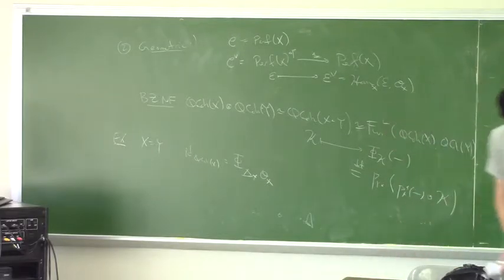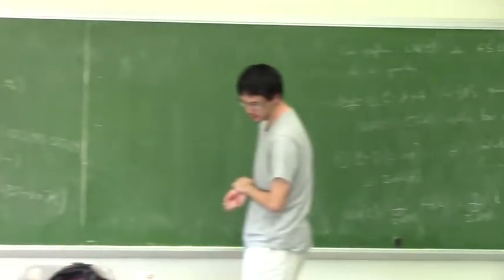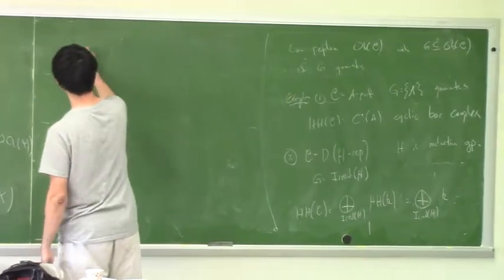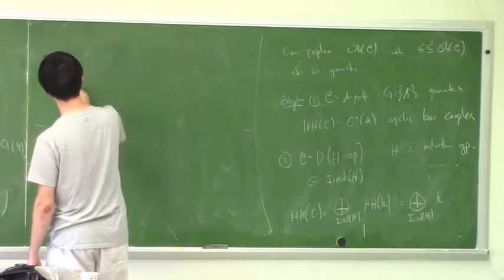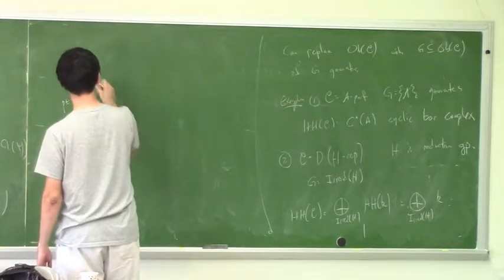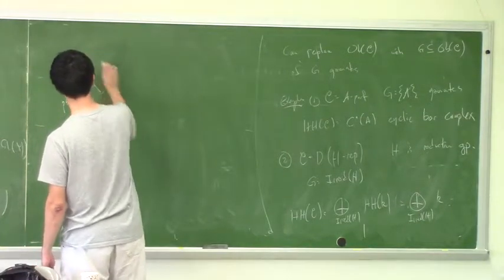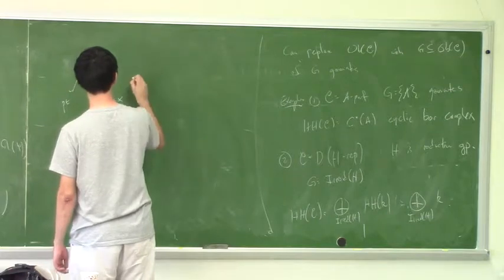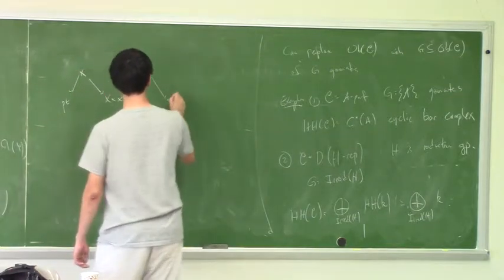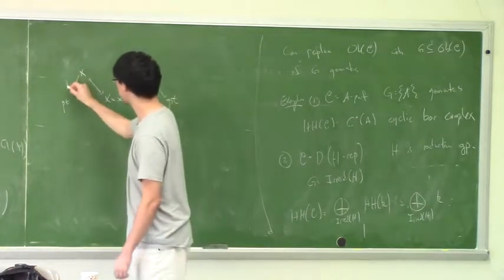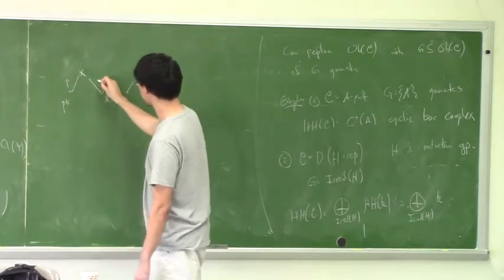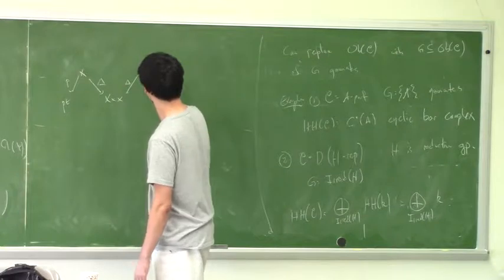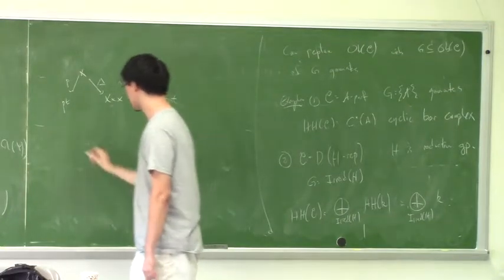So this lets us identify what the evaluation and the co-evaluation are. So the co-evaluation, let me draw a picture. Here, P is just going to be the projection to a point, and this is going to be the diagonal map.